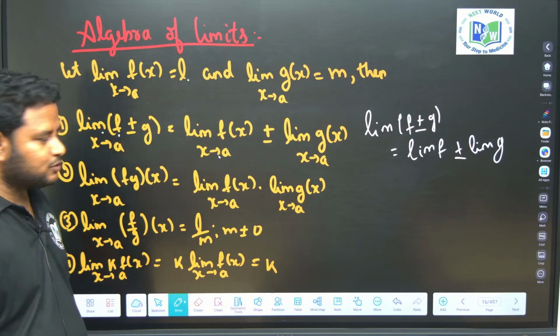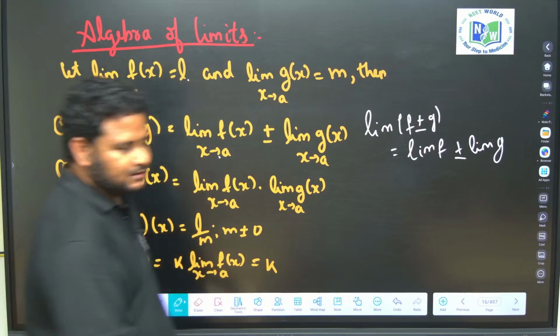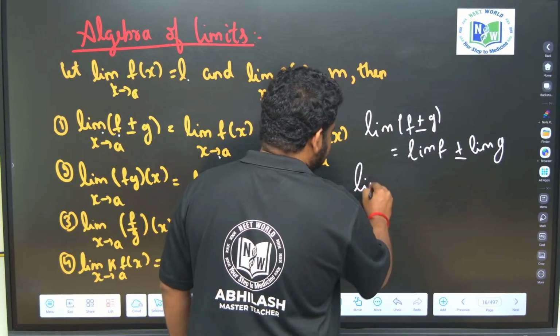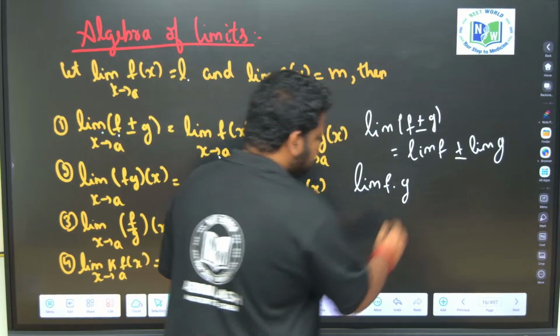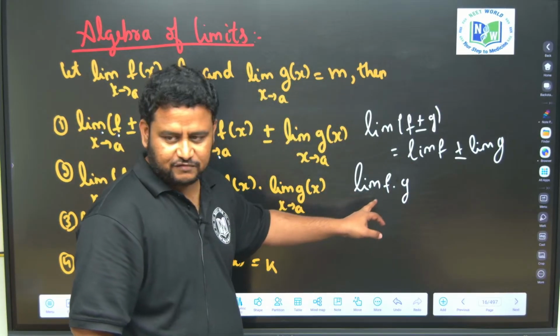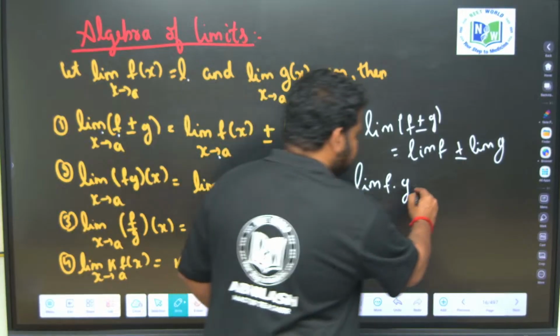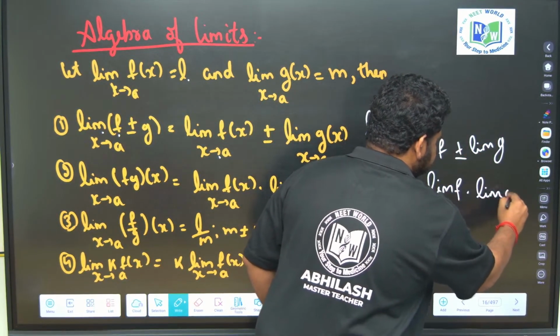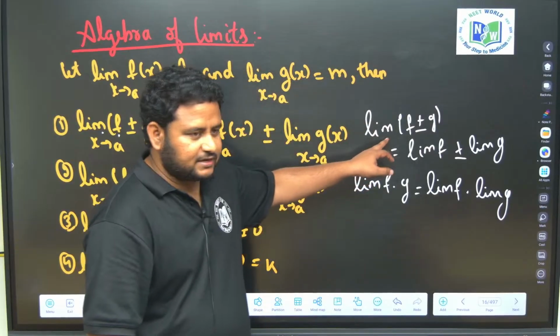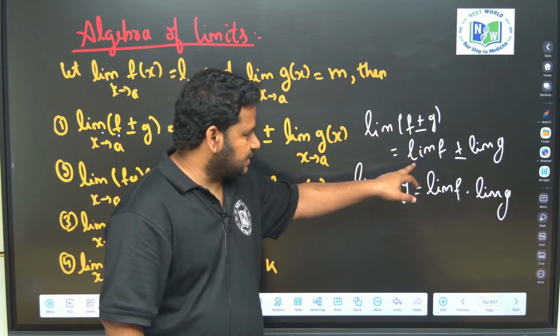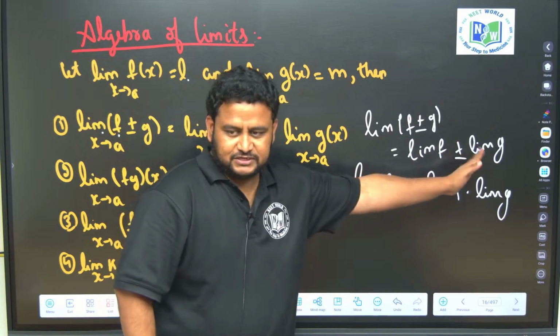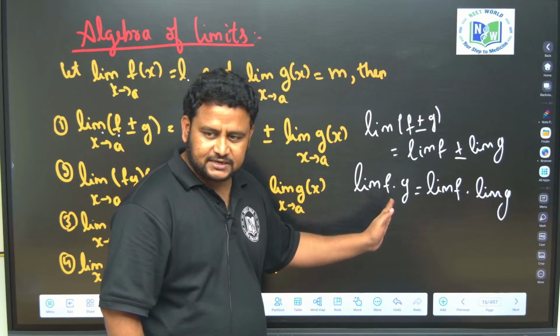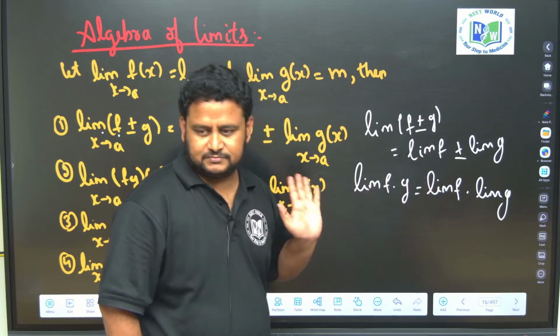Next, when it comes to multiplication, it is also the same. Limit of f into g, I can separate and write it as limit f into limit g. Here what I wrote: limit of f plus g can be written as limit f plus limit g. Limit of f into g can be written as limit f into limit g. Okay, got it?